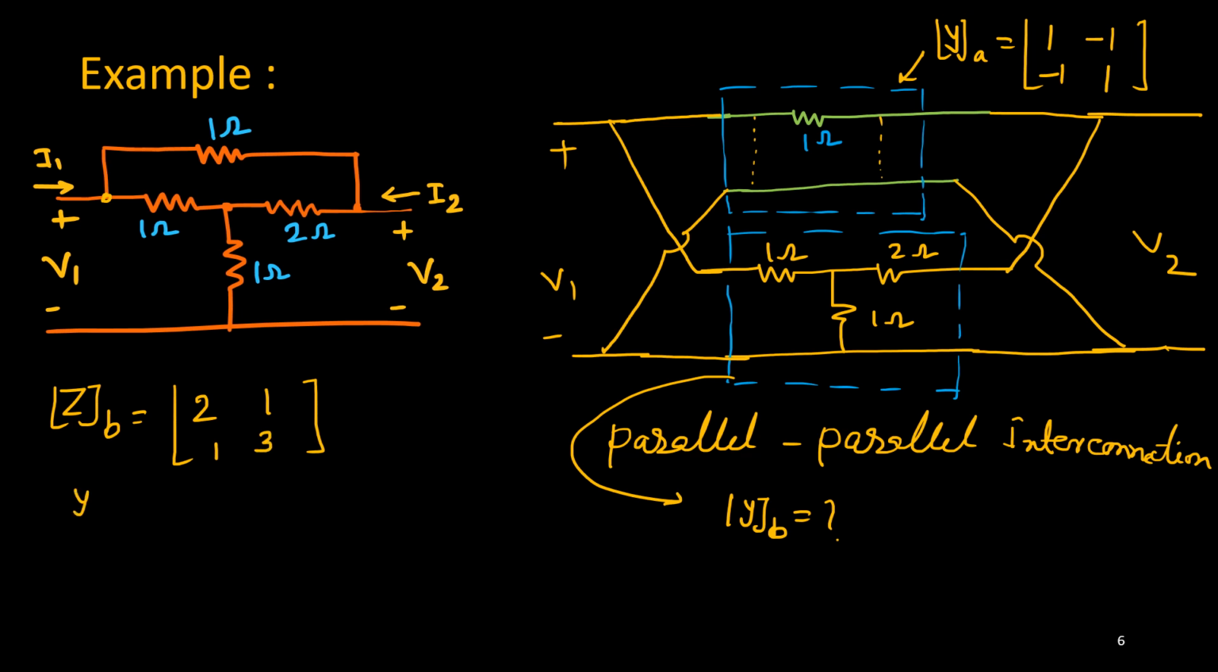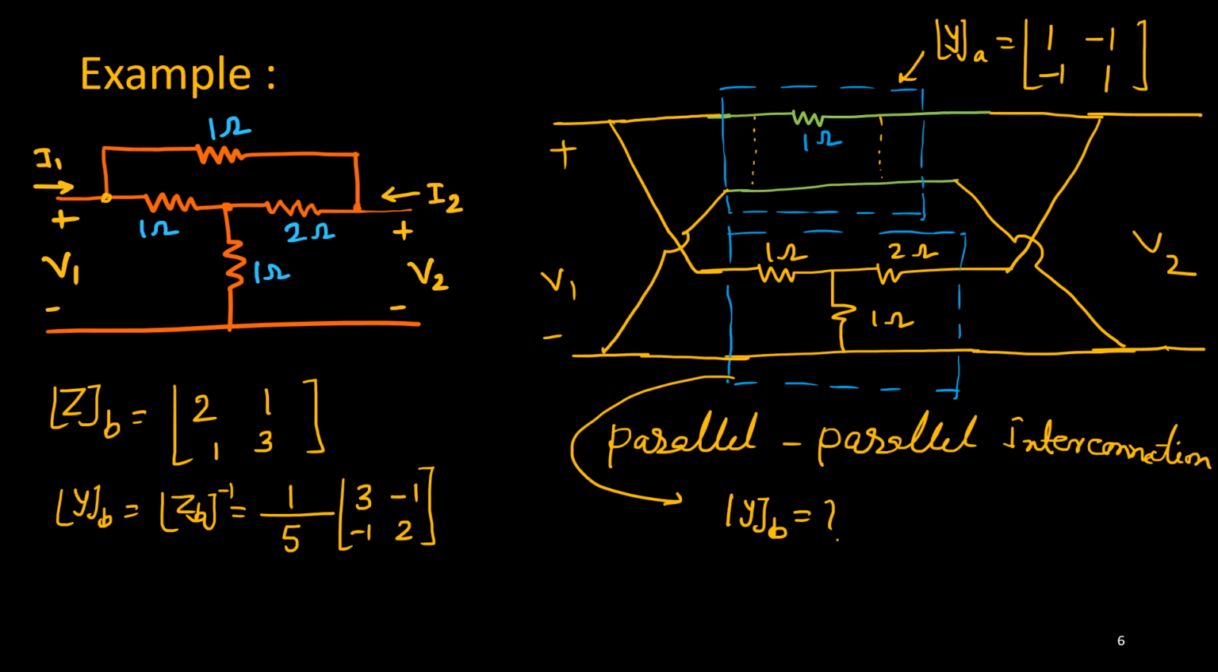So YB will be inverse of ZB. And inverse is very easy to find out. 1 upon determinant. 2 into 3 is 6, minus 1 is 5. So this one is 5. And then we have to interchange these two positions. That also we have discussed in previous lectures. So this 3 will come here, 2 will come here. And it will be negative signs in the same place. So it's minus 1, minus 1.